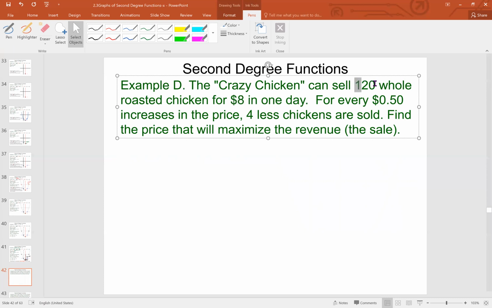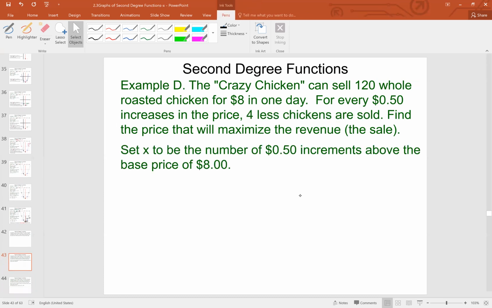An $8 chicken can sell 120. But if I jack up the price by 50 cents, fewer customers will come, so 4 chickens will be sold less. So if I go up to $8.50, 4 less will be 116, only 116 chickens sold. But that's okay because for each one I get 50 cents more, so my intake actually is a lot more. I mean, think of the revenue coming in is a lot more.